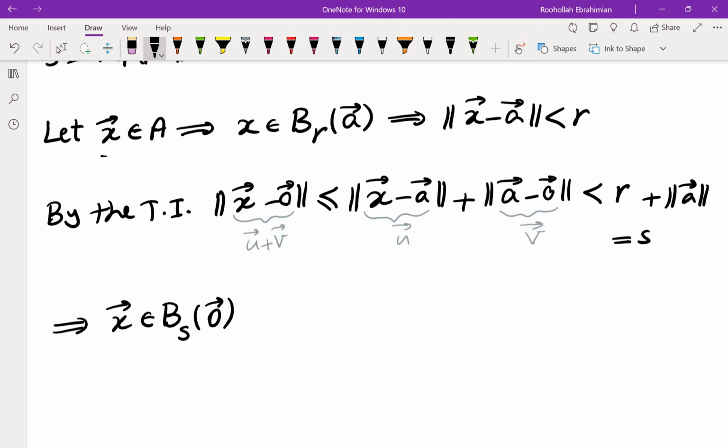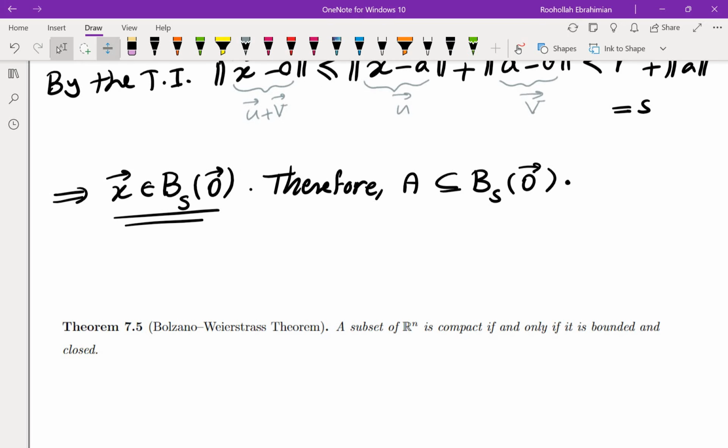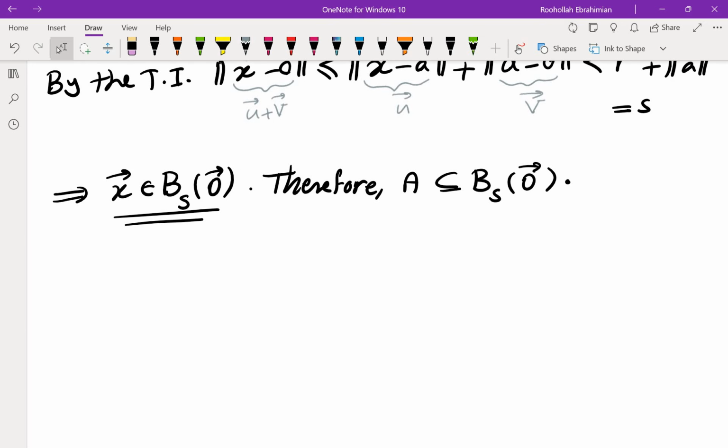So we just showed that if X is in A, X must be in the ball centered at 0 with radius S. Therefore, A is a subset of the ball of radius S centered at the origin, which is exactly what we wanted to show. We wanted to show if something is bounded, it is inside a ball centered at the origin.